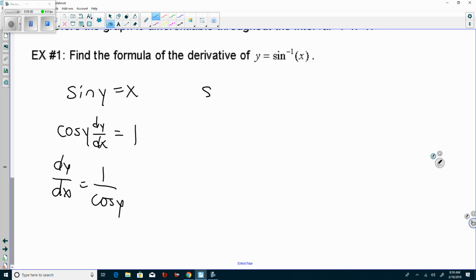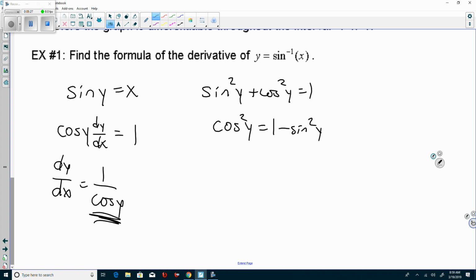That's all based on your Pythagorean identities. Okay, your basic trig Pythagorean identities. So if I solve for cosine, I would move the sine squared over. So I have cosine squared y equals 1 minus sine squared y. So again, we want to solve for this cosine, so I have to take the square root. Because remember, the cosine squared y is the same thing as cosine y quantity squared. So I take the square root of both sides, and I have cosine y equals the square root of 1 minus sine squared y.